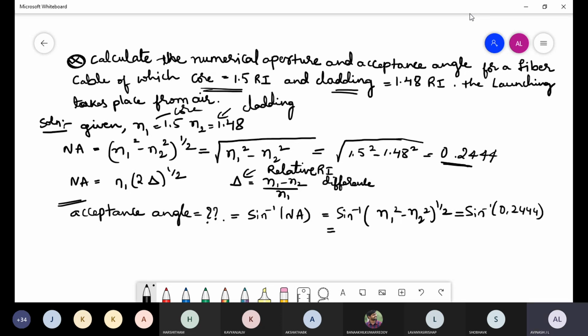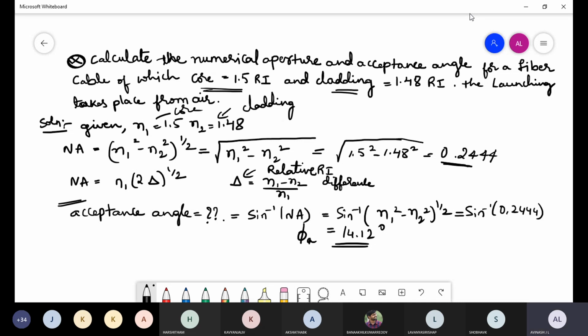I'll give you 1 minute of time. Those who are doing, can you please tell the answer? Acceptance angle phi A is equal to 14.12 degrees. Acceptance angle phi A equal to 14.12 degrees.